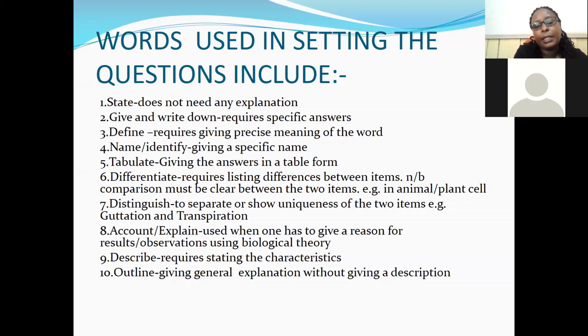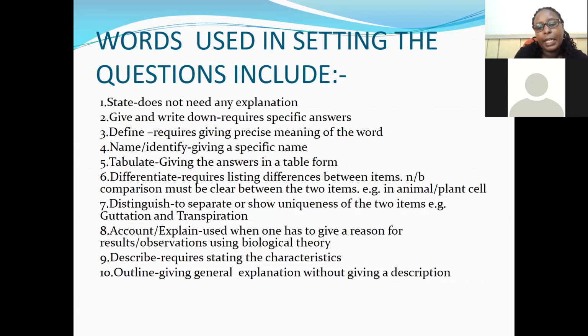The other one is the word describe, which requires stating the characteristics. We also use the word outline. Outline needs the student to give a general explanation without giving a description. The learner is expected to give a general explanation without giving a description.